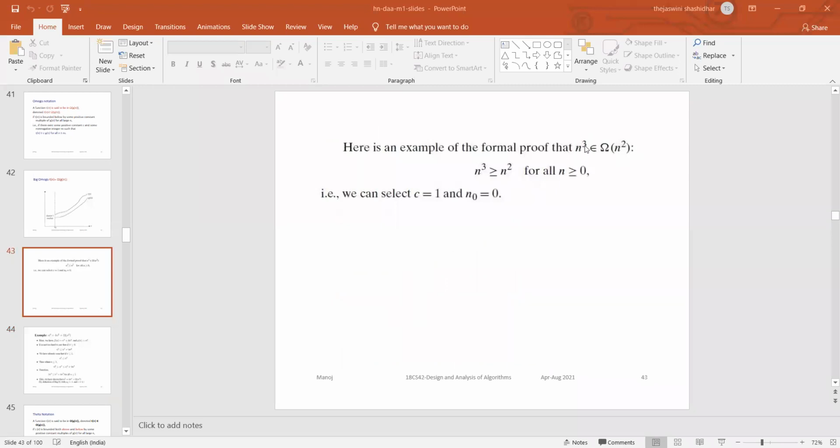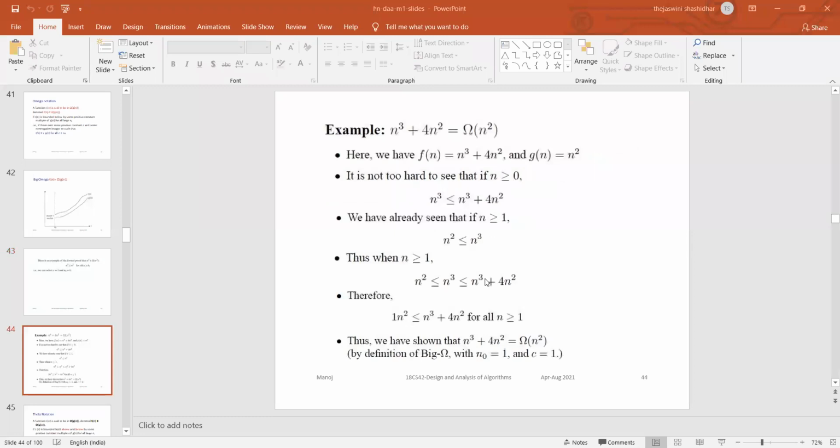When you're going for it, T of n should be greater than G of n. What is T of n? T of n is n cube and G of n is n square. Then only you can prove. Keep this in mind while going for the omega notation. T of n on the left-hand part should be greater, and the right-hand part after the symbol will be lesser. That is, n cube should be greater than or equal to n square.